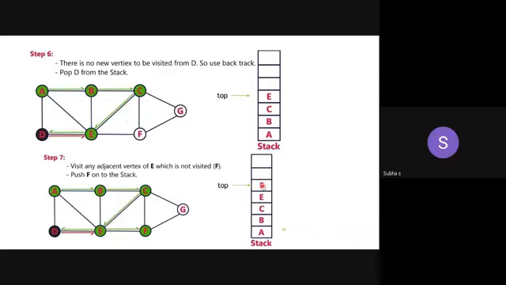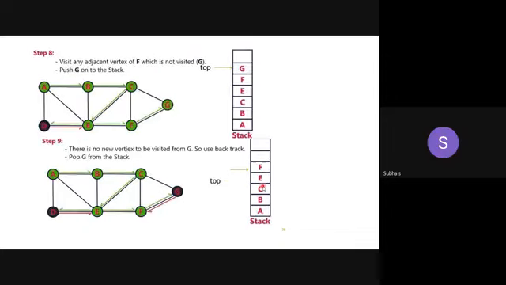Then from F, you are checking is there any other unvisited node? G is there. So push it onto the stack. But when can we stop this traversal step? Only if the stack becomes empty.